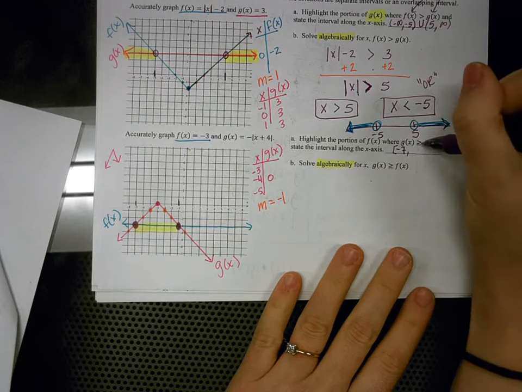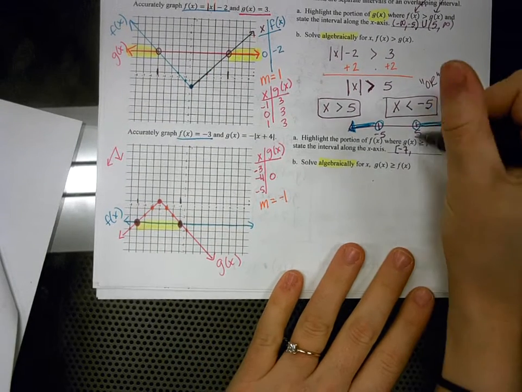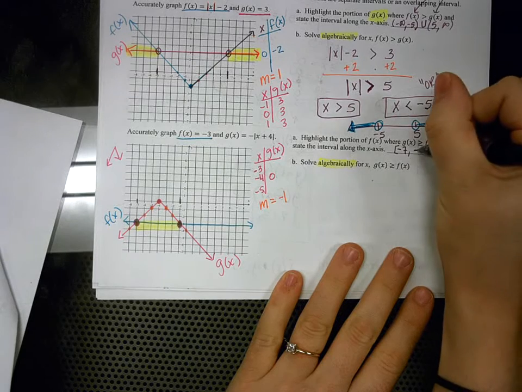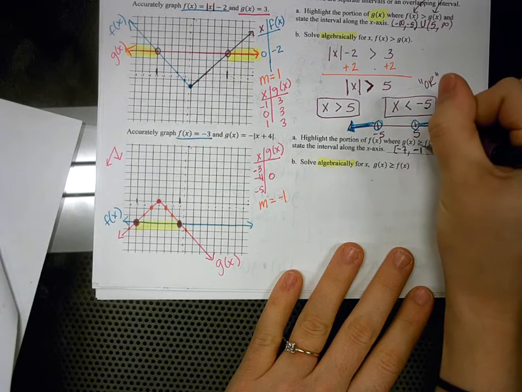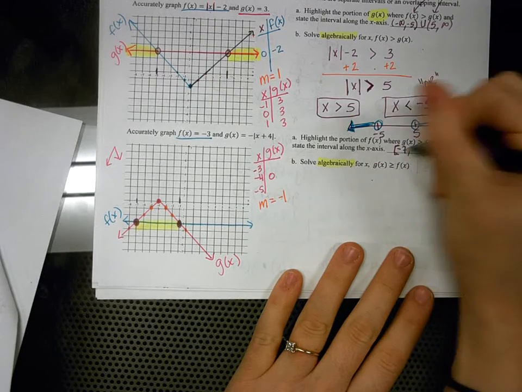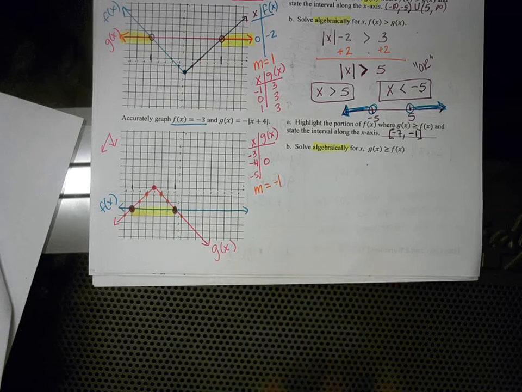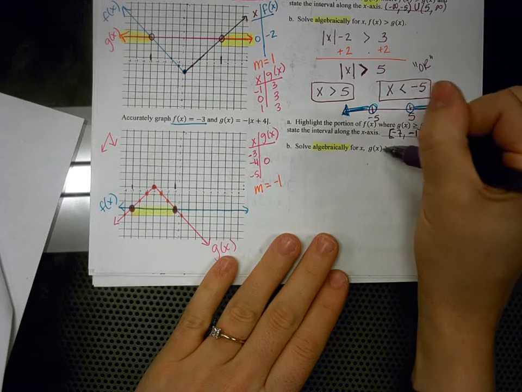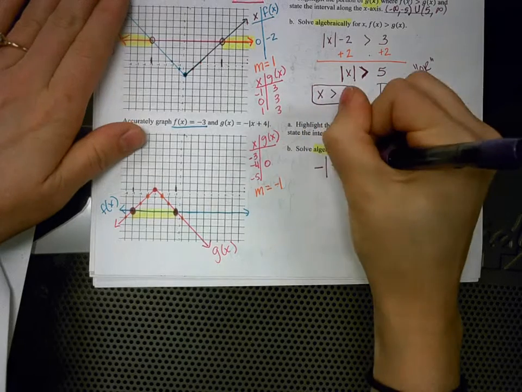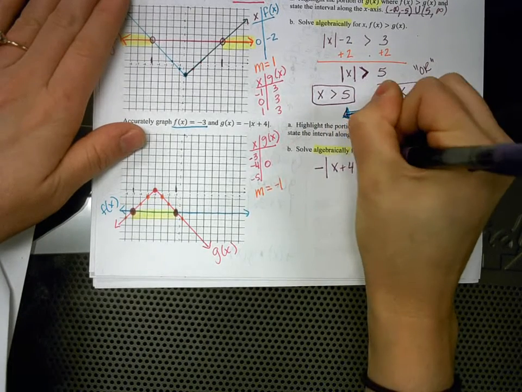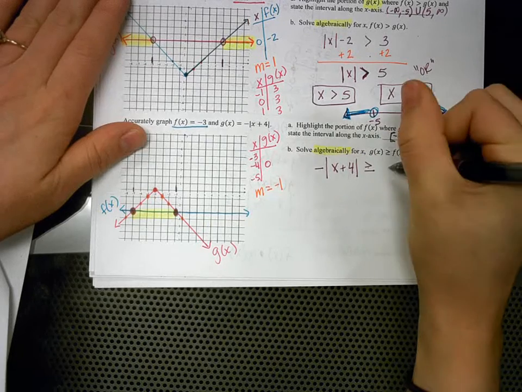Yeah, because the equal to sign, because it's a closed point. And then my highest number is -1. So those are my x values for the highlighted portion. Now I'm going to set up g of x is greater than or equal to f of x. So I have a negative absolute value of x plus 4 is greater than or equal to -3.